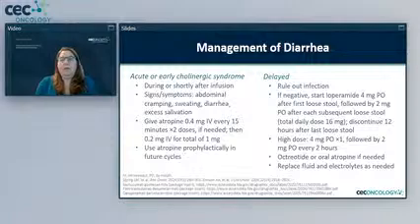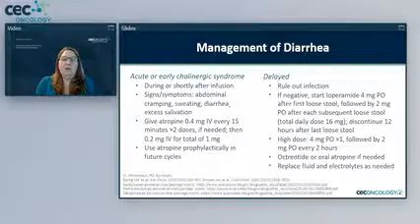So when we talk about the management of diarrhea, if you've ever given irinotecan, you know the acute and early cholinergic syndrome. It happens during or shortly after infusion. The patient complains of abdominal cramping, which is usually the number one sign of it. There can be sweating, diarrhea, and excessive salivation that also occurs in the infusion center when they're receiving treatment. We can give atropine 0.4 milligrams IV every 15 minutes times 2 doses if needed, and then 0.2 milligrams for a total of 1 milligram while they're there.